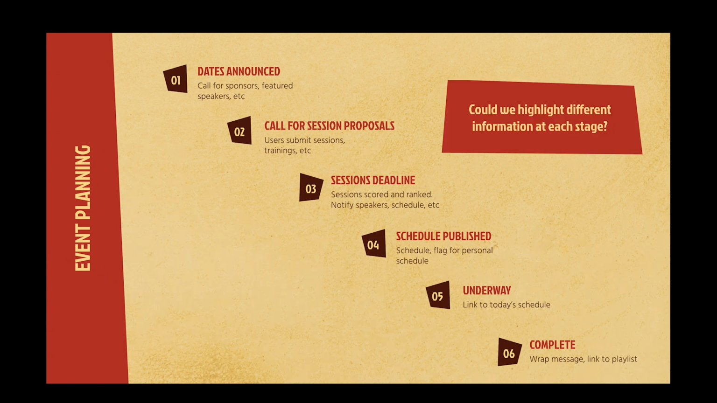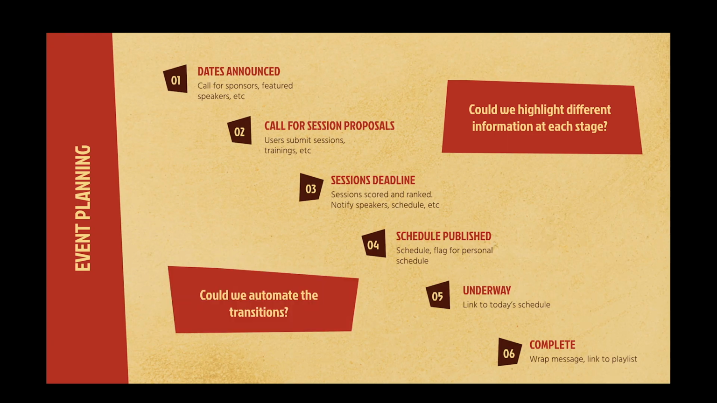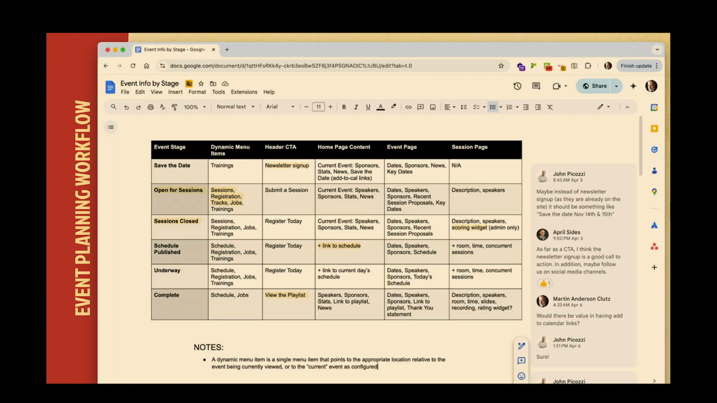But I started to have ideas like, is there a way that we could have a site based on Event Platform automatically highlight different information at each stage? And could we also do things like automate the transition between these different stages? Because we were already capturing information for when a number of these different dates should happen, and so by just capturing a couple more dates, we could actually fully automate that.